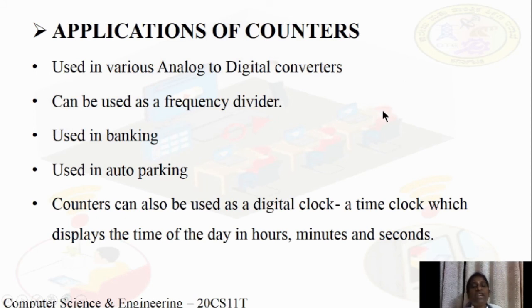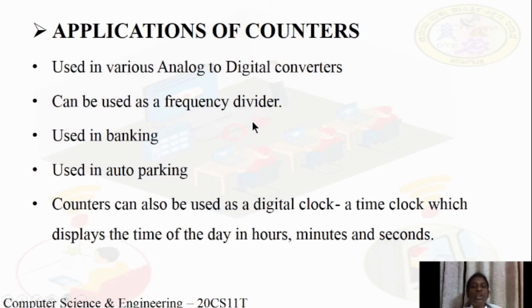These counters will be used wherever we require conversions from analog to digital and digital to analog. These counters can also be used as frequency dividers. As I explained in the previous session, in the asynchronous ripple counter, the clock input signal is divided in frequency. So wherever frequency division is required, we can use counters as frequency dividers.